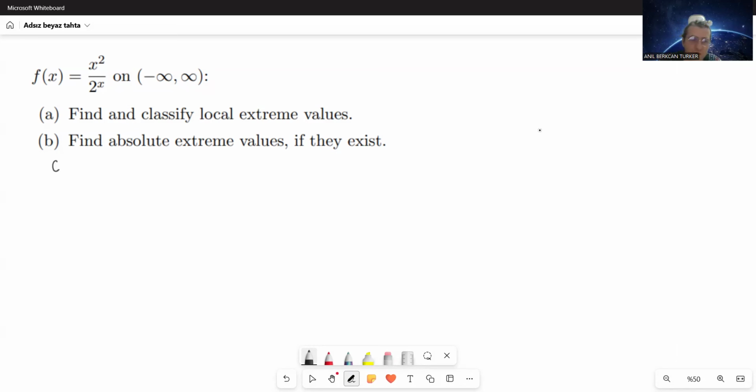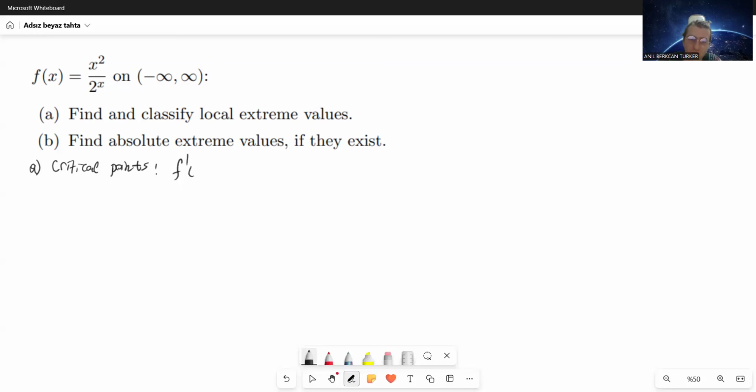So critical points. What is a critical point? It is a zero of f prime, the derivative of f, or a singular point of f prime. So let us analyze.